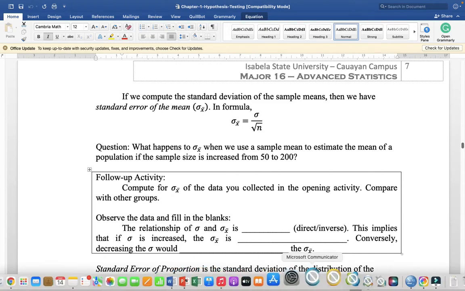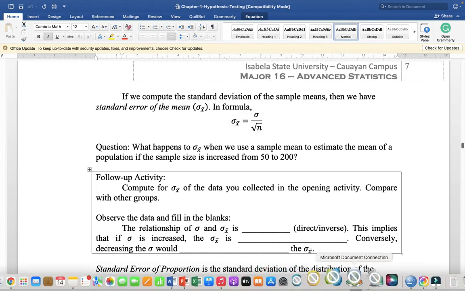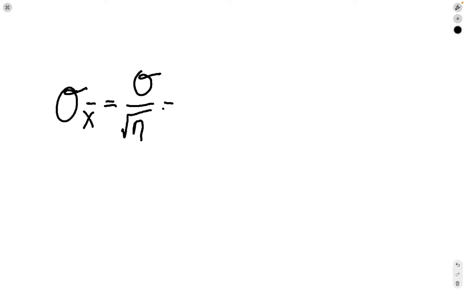In order for us to compute for the standard error of the mean, we need to have the value of the standard deviation. Okay? So, let me write that one. We are asked to look for the standard error of the mean, which is actually equal to the standard deviation all over the square root of the sample size. So we need to look for the value of the standard deviation first because we only have here the value of the sample size.